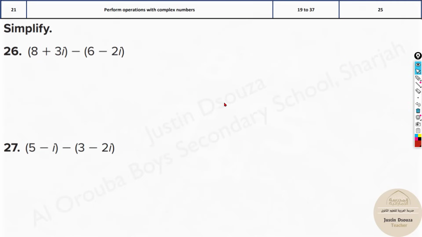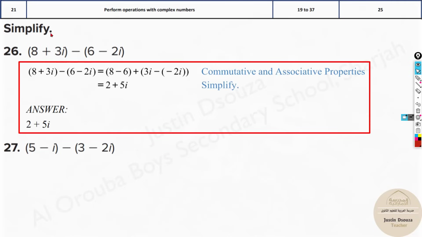Please do solve these by yourselves. Very straightforward. Solve the real parts and the imaginary parts. You can just check the answers over here. 8 minus... Now here there's a minus sign outside the bracket. So remember, this minus is distributed to both the terms. So it'll be 8 minus 6, that's 2, and plus 3 plus 2. Why? Because minus and minus becomes plus, it'll become 5i.